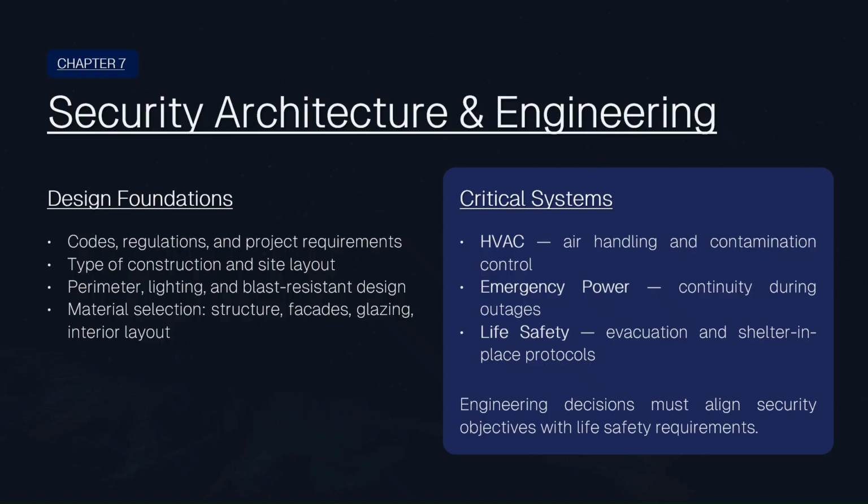Facilities must be designed to address hazards such as hazardous material incidents, contamination risks, and other operational threats. Additionally, infrastructure like emergency power systems ensures continuity of operations during disruptions, while life safety systems support evacuation and shelter-in-place procedures. Ultimately, security engineering ensures that security requirements, operational needs, and safety considerations are integrated into a coherent protection system that supports the organization's mission.